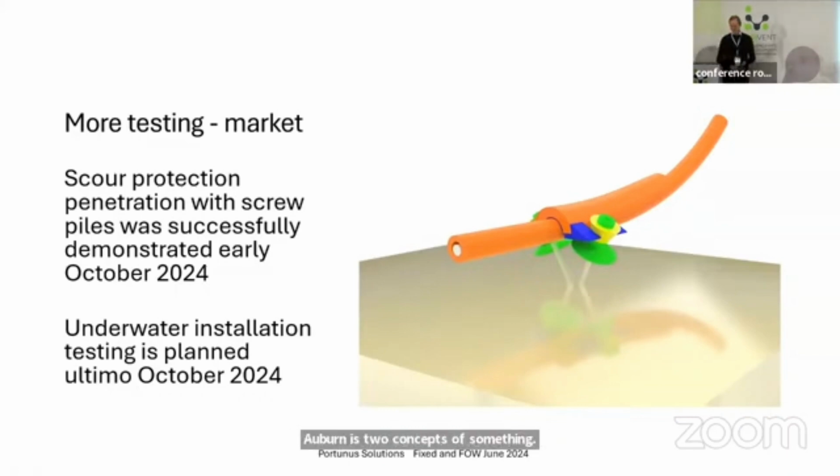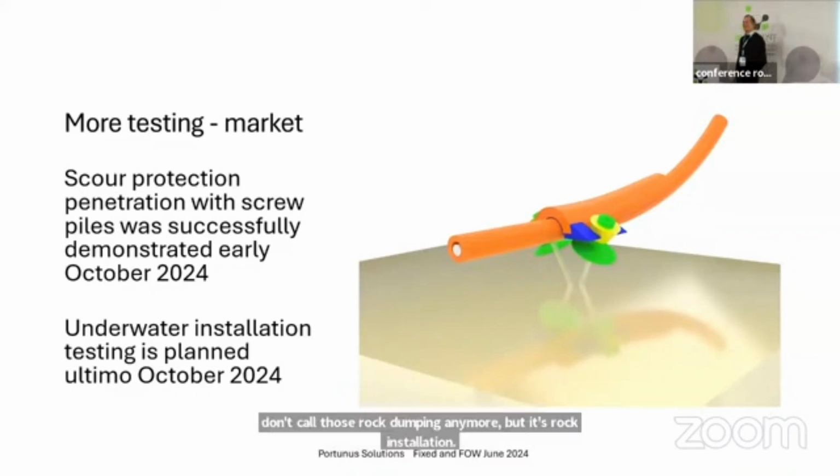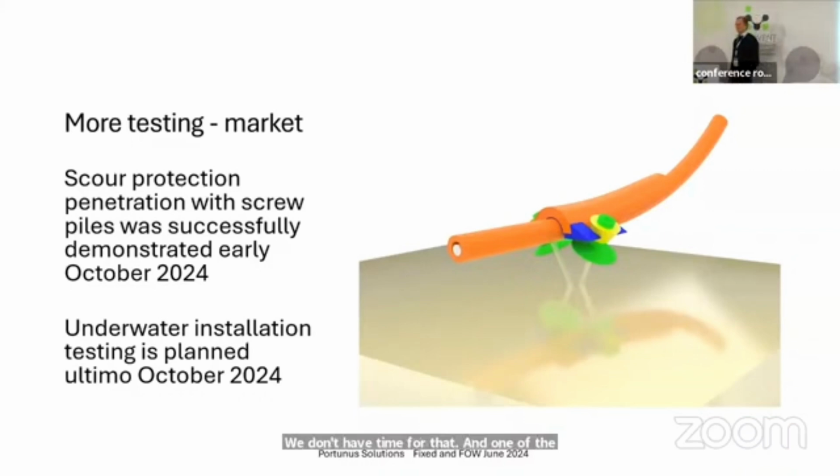Thanks a lot, Henrik. I have a small cables background, but I also have a very long history in rock installation. We don't call it rock dumping anymore, but it's rock installation. And one of the things is that during my whole lifetime of installing rocks on crossings, on cables, on pipelines, etc., in general, we didn't need any protection on top of a cable or a pipeline when we dump rocks on it.